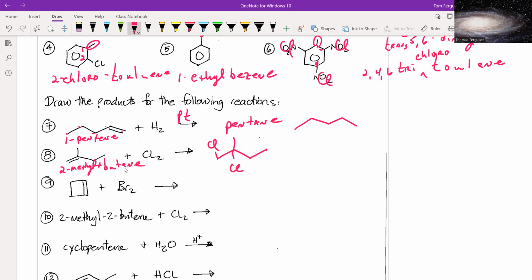Okay, so we need 4 carbons long. So it's going to be 1, 2 dichloro 2 methyl butane.